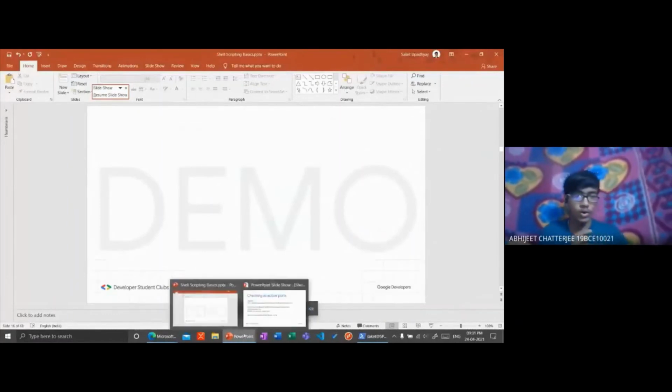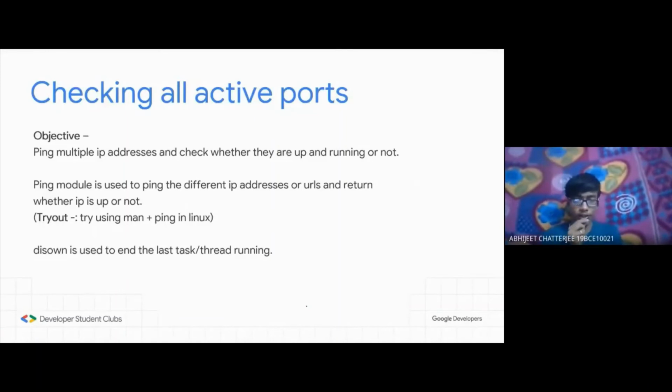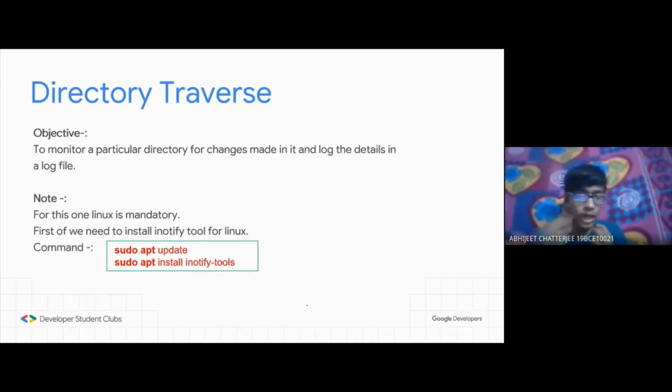So moving on to next. So port checking was quite an interesting task. So what's next? Next we have a directory traverse. The objective is to monitor a particular directory for changes made in it and log the details in a log file. For this particular one, I'll need to use Linux specifically because it uses a module that is inotify-tools, which is specific to Linux only.